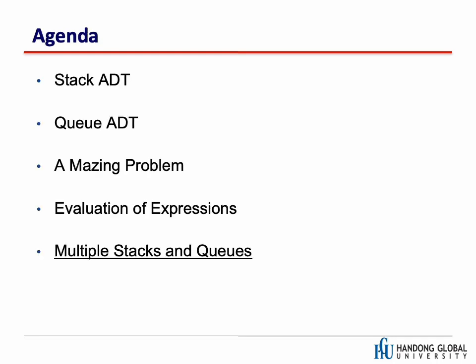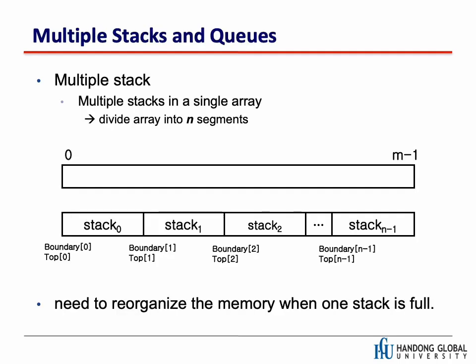The last topic of this chapter is a little advanced, so I'll give you just a brief idea about multiple stacks and multiple queues. Sometimes we might need multiple stacks and multiple queues. Basically, stacks and queues are quite similar to each other, so let's talk about just multiple stacks. We want to implement multiple stacks in a single array. Then we have to divide the array into n segments.